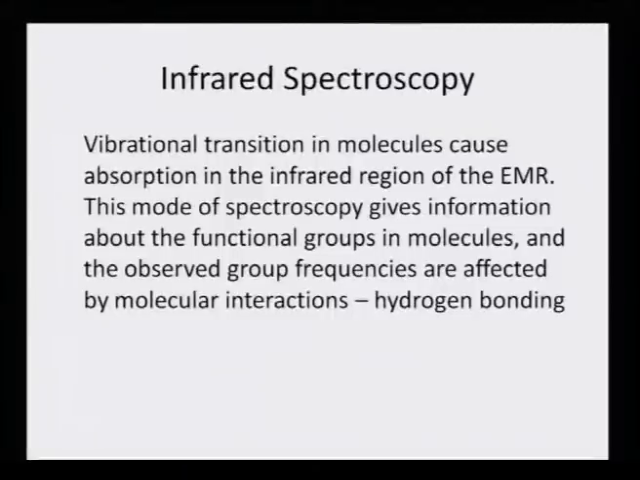Similarly, in infrared spectroscopy, I am again introducing this very fleetingly, because you should know how these tools are used for the analysis of eco parameters. Vibrational transitions in molecules cause absorption in the infrared region of the electromagnetic radiation. This mode of spectroscopy gives information about the functional groups in a molecule, and the observed group frequencies are affected by molecular interaction, that is, hydrogen bonding.